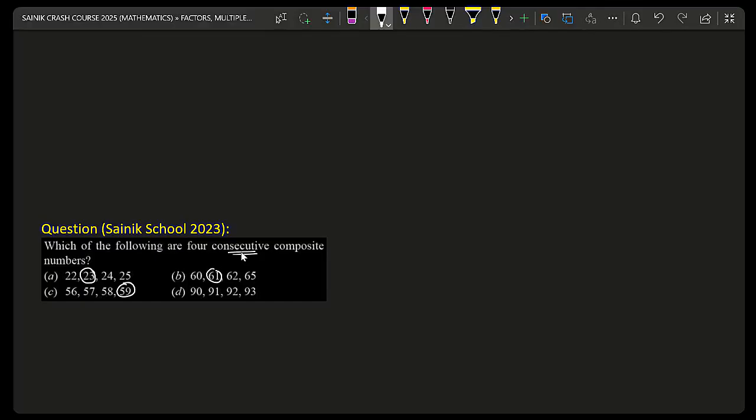So continue. Yeah, that means there are no composite numbers left between them. After 90 we have 91, after 91 we have 92, after 92 we have 93. So nothing is left between them. So your answer is correct, Sanvi. Answer D.